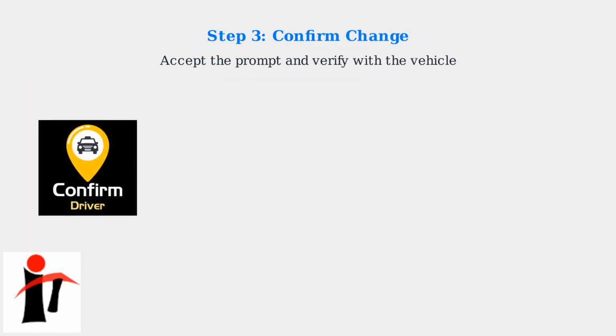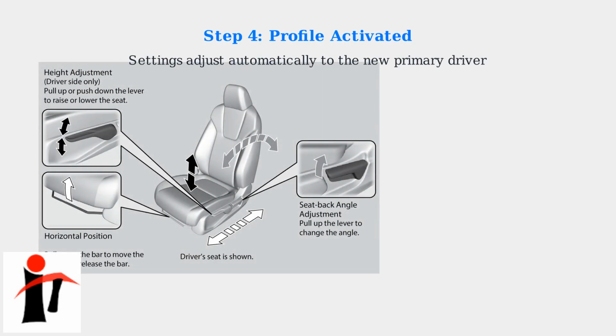The app will prompt you to confirm the change. This might require vehicle confirmation via Bluetooth or Wi-Fi for security. Once confirmed, the new profile becomes the primary, automatically adjusting settings like seat position and mirrors. This entire process should only take a few minutes.